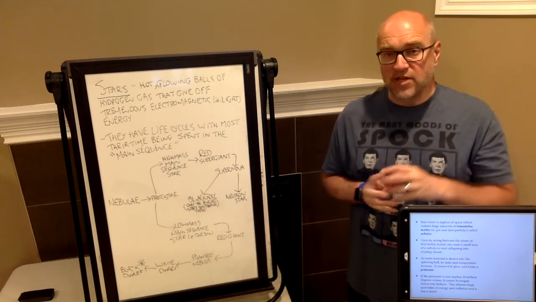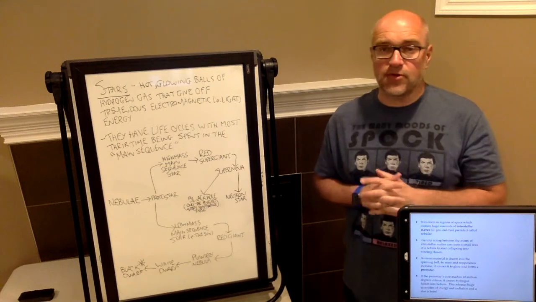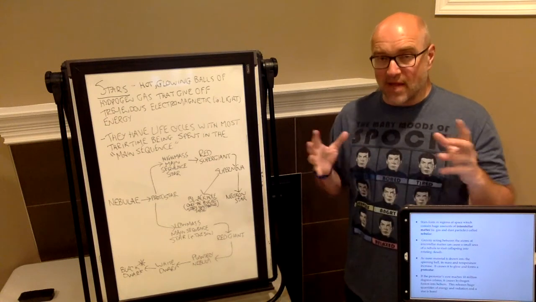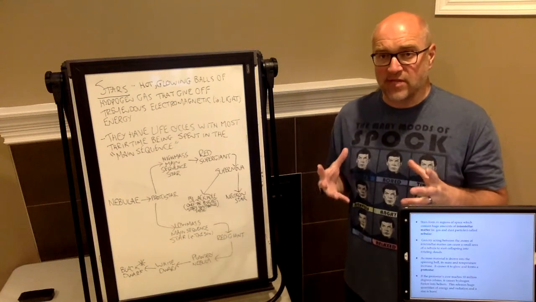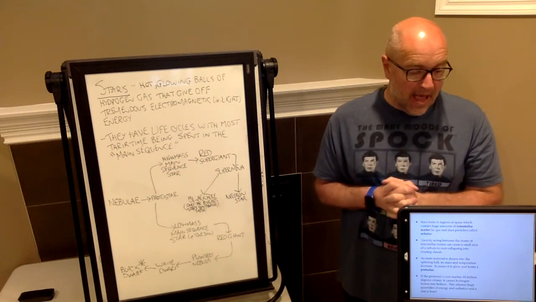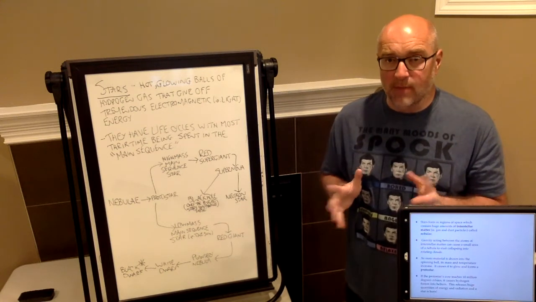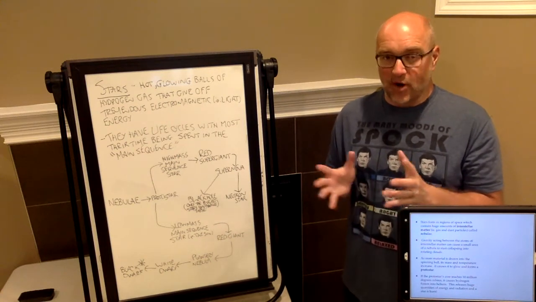That cloud will eventually, under its own gravitational force, become a spinning ball, and its mass and its temperature begin to increase as the gravitational forces get stronger, and it begins to glow. Once it starts to glow, we refer to it as a protostar. That protostar is sort of the start of the star.